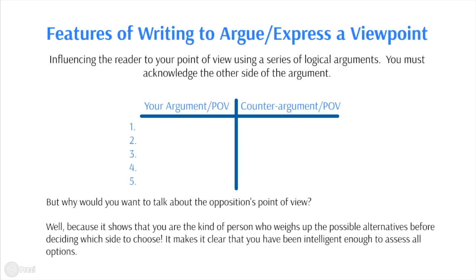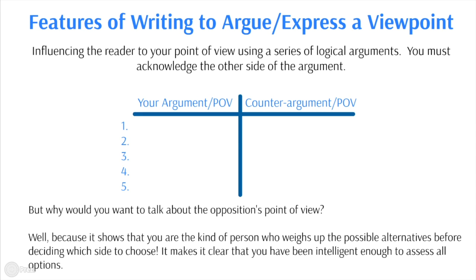So when you are expressing your own point of view, obviously you want to hammer home that point of view to your reader. Ultimately, what you're trying to do is get your reader, or try and persuade your reader, to agree with you. And that's what the examiner wants to see, how you express your viewpoint. And you can do that using a series of logical arguments, okay? But you also need to consider the opposite side of the argument.